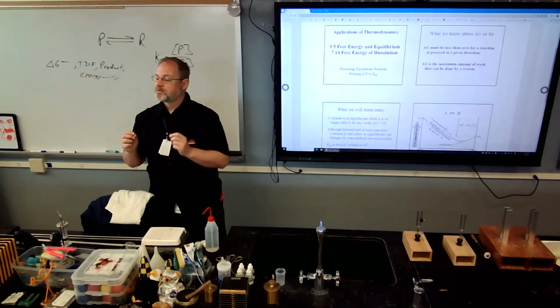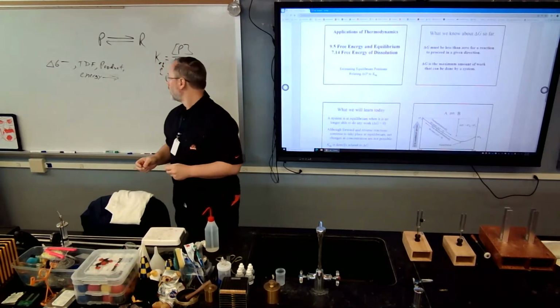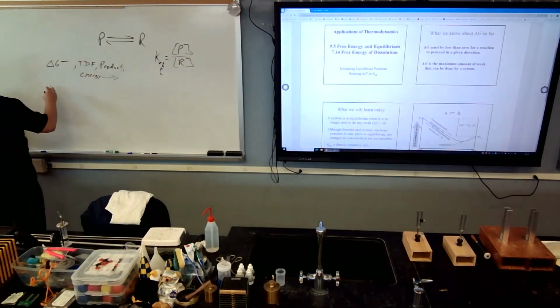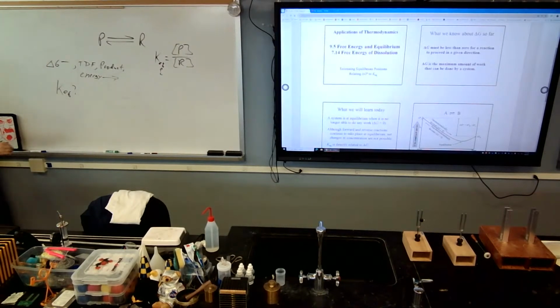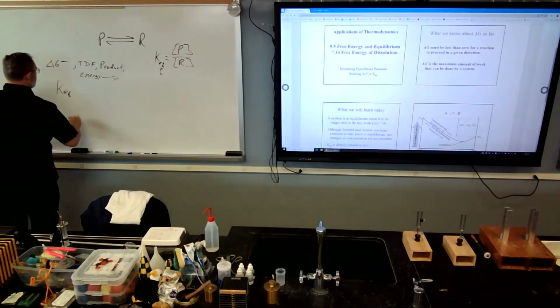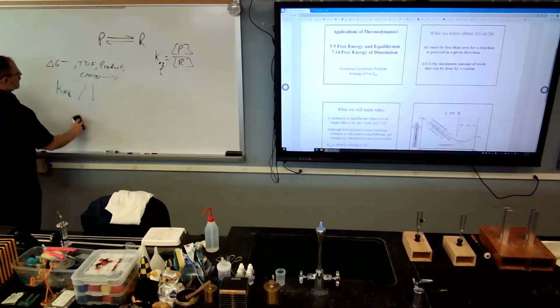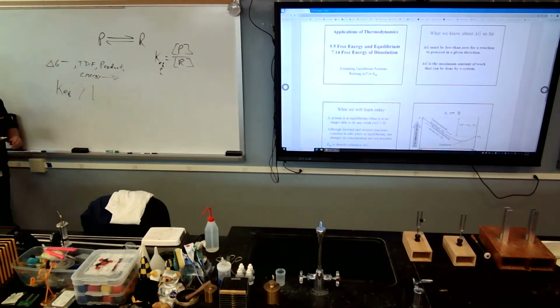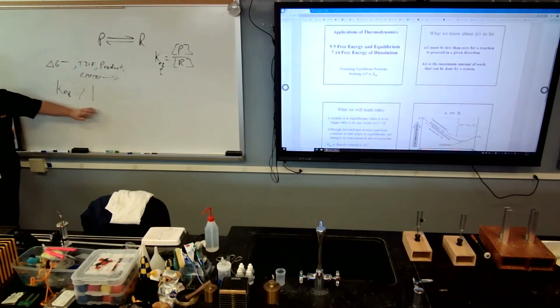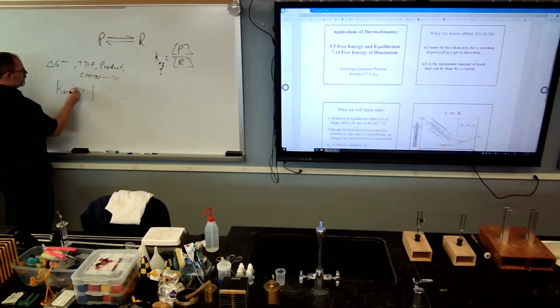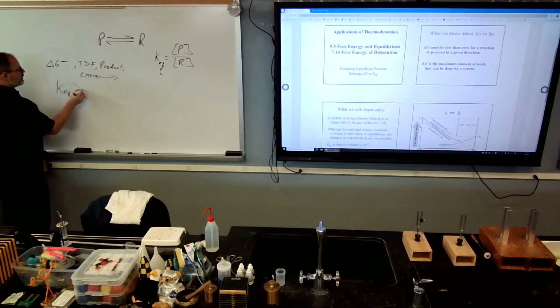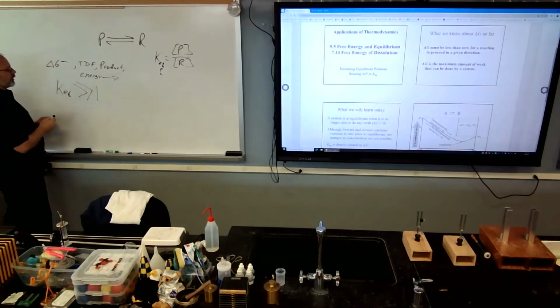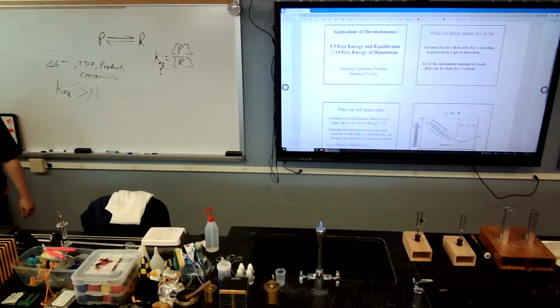So if our delta G value is negative, what can we say about the K value? What can we say about the equilibrium constant? Larger than 1. Exactly. It has a larger numerator than a denominator. We're going to find out there's some nuance to the number, but let's just use larger than 1. So if we have a G value that is negative, we have a K value that is larger than 1. It has to have a larger numerator than denominator, right?